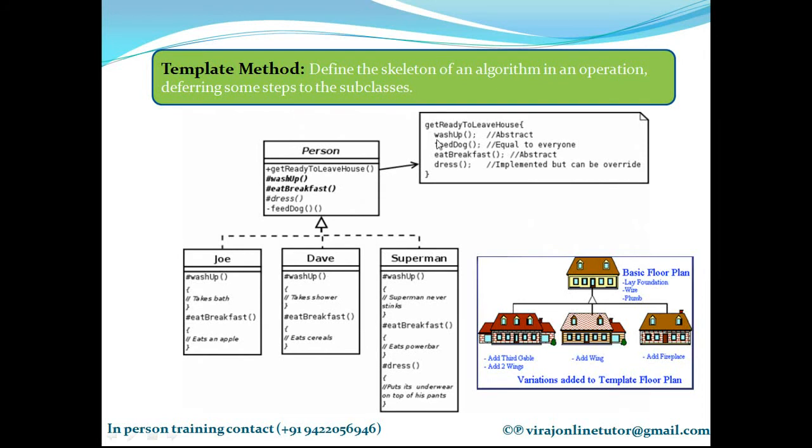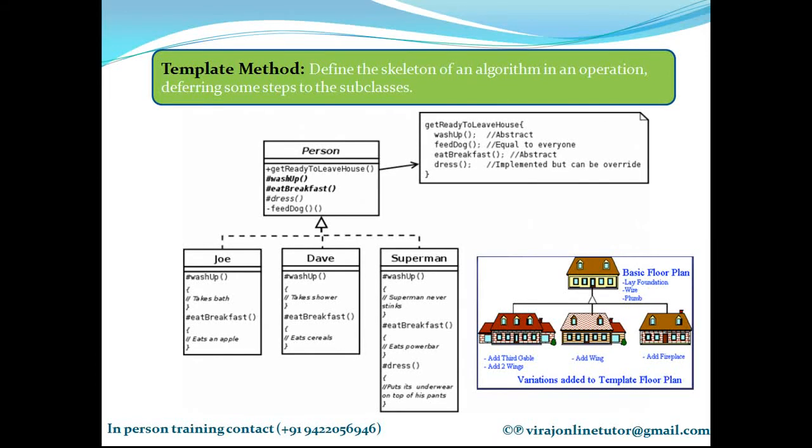So wash up is an abstract method which is not implemented in the person class, but it is implemented in the derived classes. So for Joe, wash up means taking a bath. For Dave, wash up means taking a shower. For Superman, Superman never stinks, so he doesn't wash up. So what have you learned from this particular explanation? Wash up is the first step of the algorithm and it's compulsory to be followed, it has to be step number 1. So the skeleton of the algorithm is fixed, but what you are doing in each of the steps may vary.